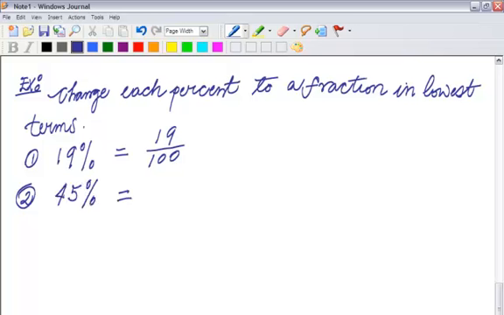Okay, second example, 45%. 45% would mean 45 divided by 100. Now note that 45 is divisible by 5, so let's divide 45 by 5. I get 9. If I divide 100 by 5, I get 20. And I cannot reduce anymore, so this is 9 over 20. How do I know it's not reducible anymore? Because 9 is only divisible by 3 or 9, and 20 is not divisible by 3 or 9.